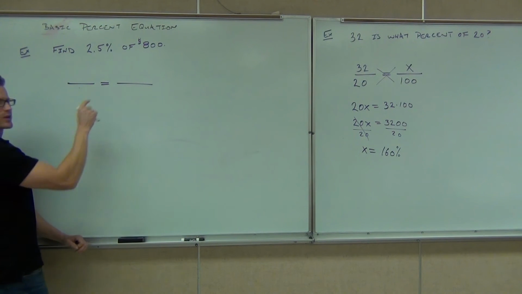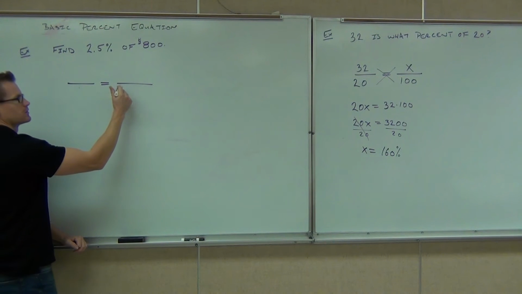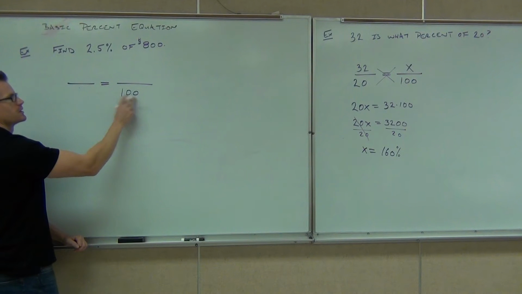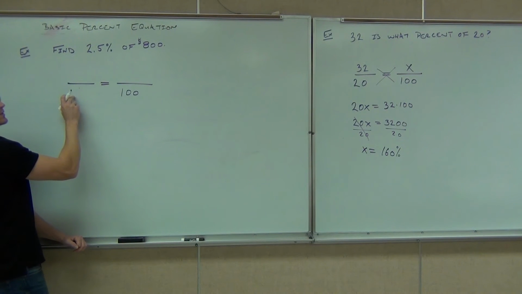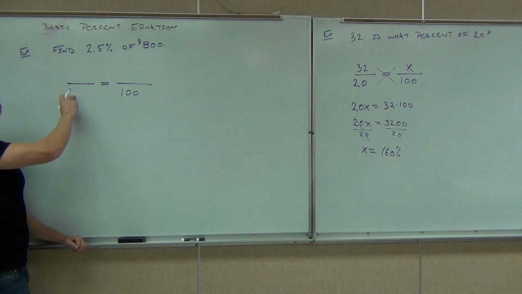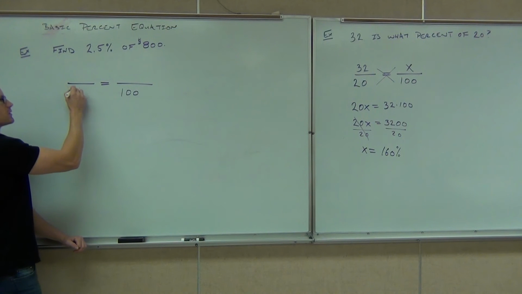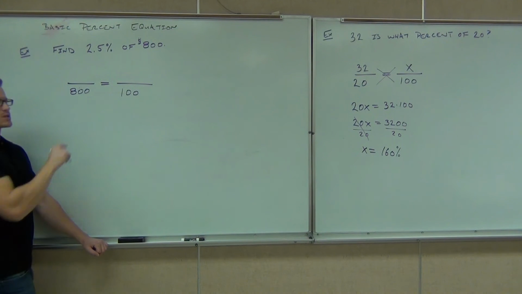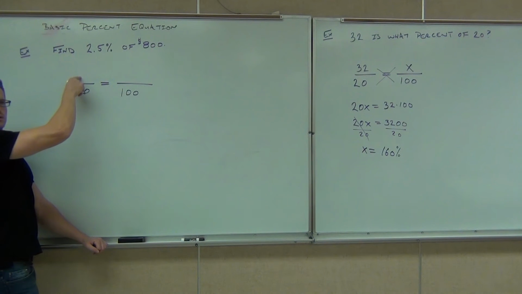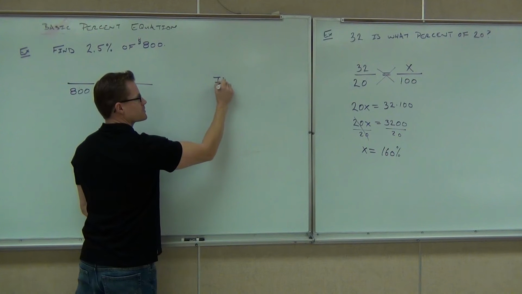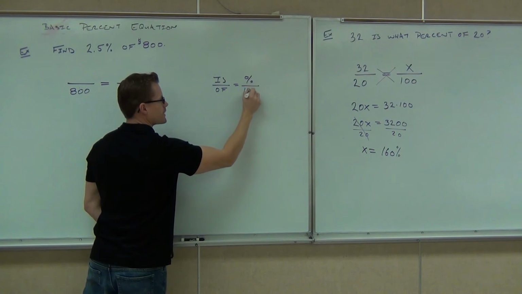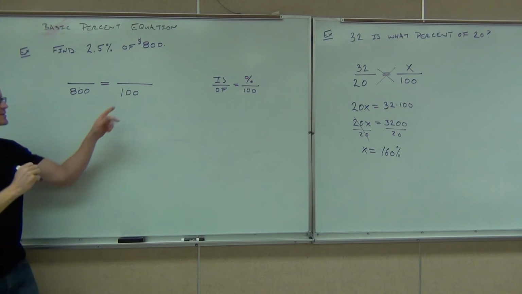Tell me, what number goes right here, please? 100. 100 goes here. What number goes right here? 800. Good, that's our of. Of is 800. Can you tell me what goes here? 2.5. Yes. But remember, we are is over of equals percent over 100. That's our formula, so 100 has to stay the same.